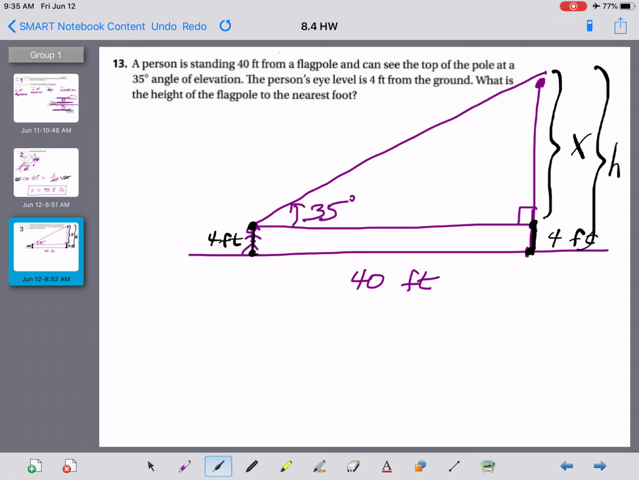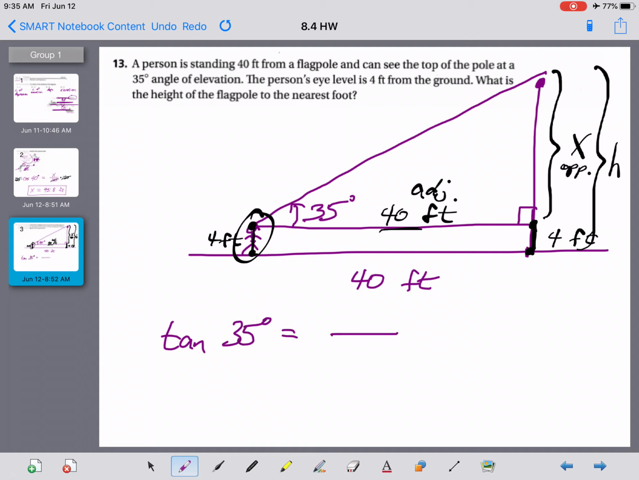This 40-foot measurement on the bottom is the same as this measurement on the bottom of the triangle, so here we go. From the 35-degree angle where our person here is standing, the 40 feet is the adjacent leg, and the x over here is the opposite leg. So with adjacent leg and opposite, this is a tangent problem. The tangent of 35 degrees is equal to opposite leg over adjacent leg, which is going to be x over 40. This is the best possible setup right here for a trig equation.